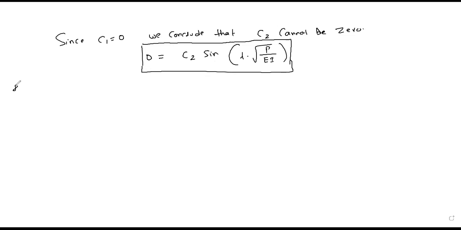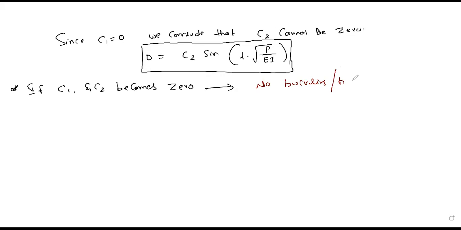But here the condition is, if C1 and C2 become 0, what happens? Can anyone tell me when C1, C2 become 0? There will be no buckling at all, sir. No buckling. Very good. Buckling will not occur at all. Buckling happens only when there is some constant which is varying. No buckling or no bending. Okay. Right. So now let's see this.